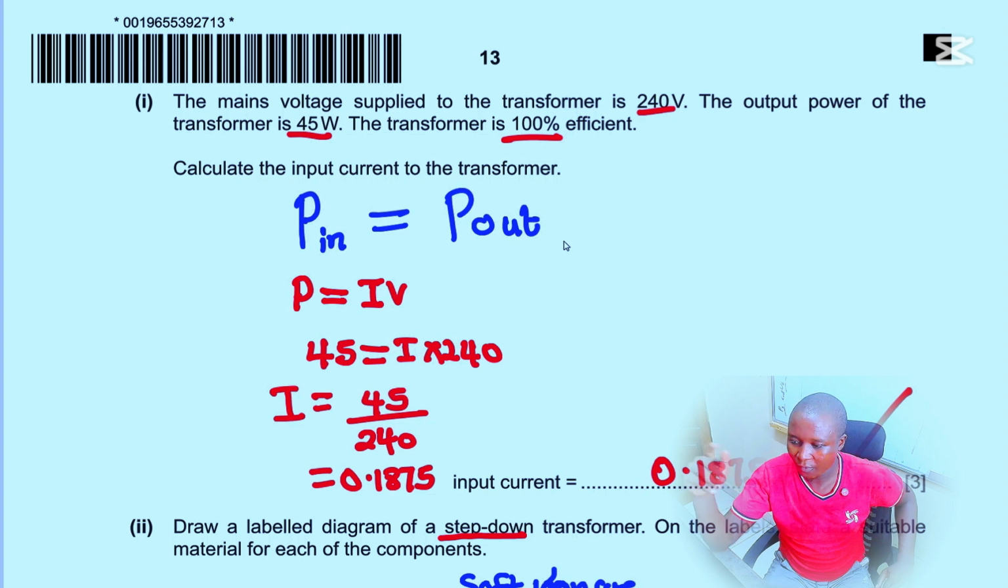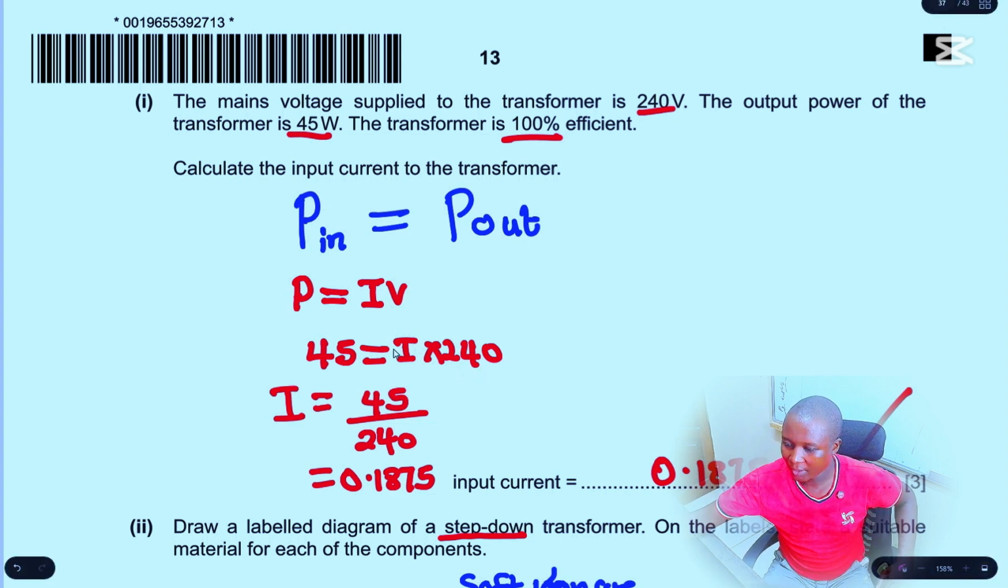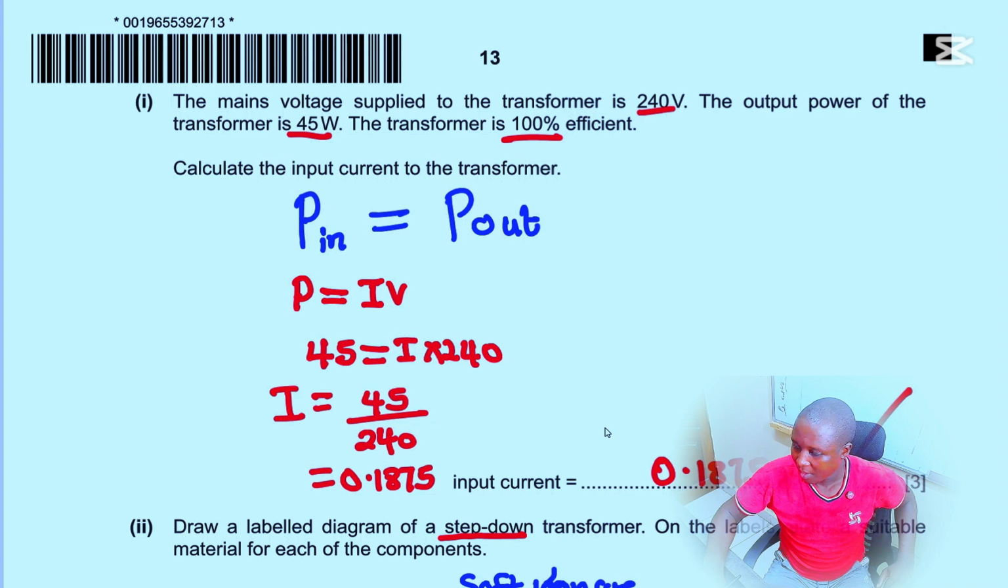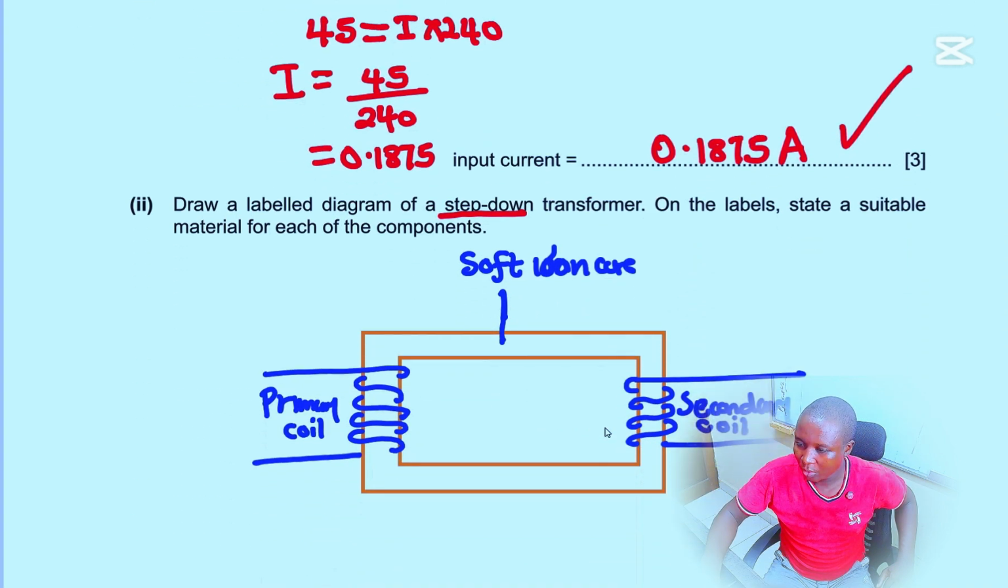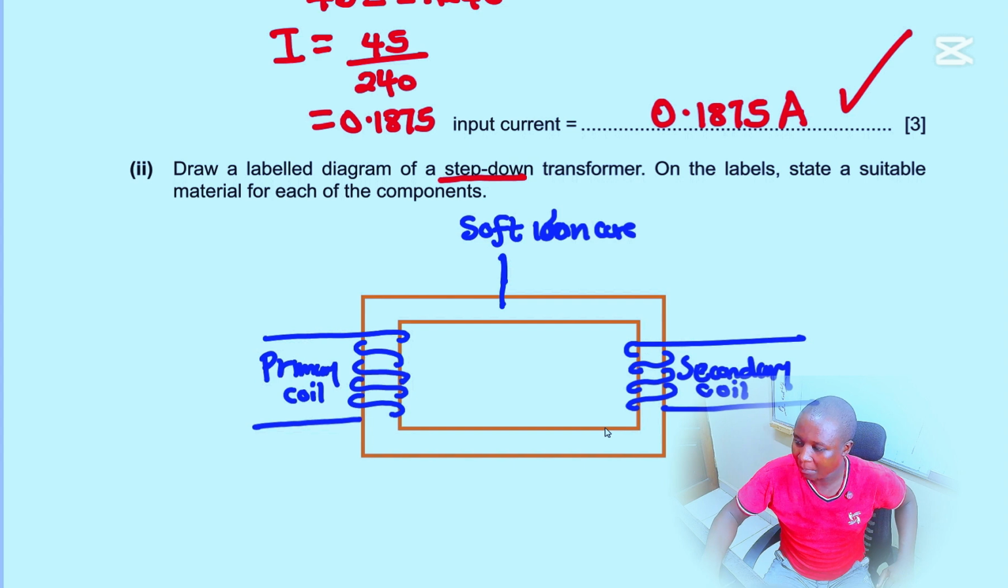Since we are told the voltage was 240, then we can find the current as 0.1875 amperes. Then we're supposed to draw a labelled diagram of a step-down transformer.